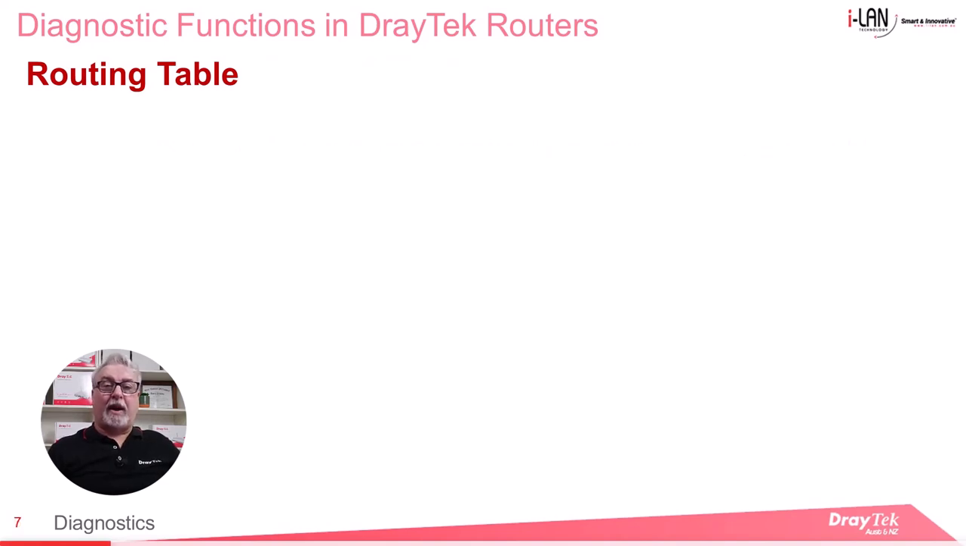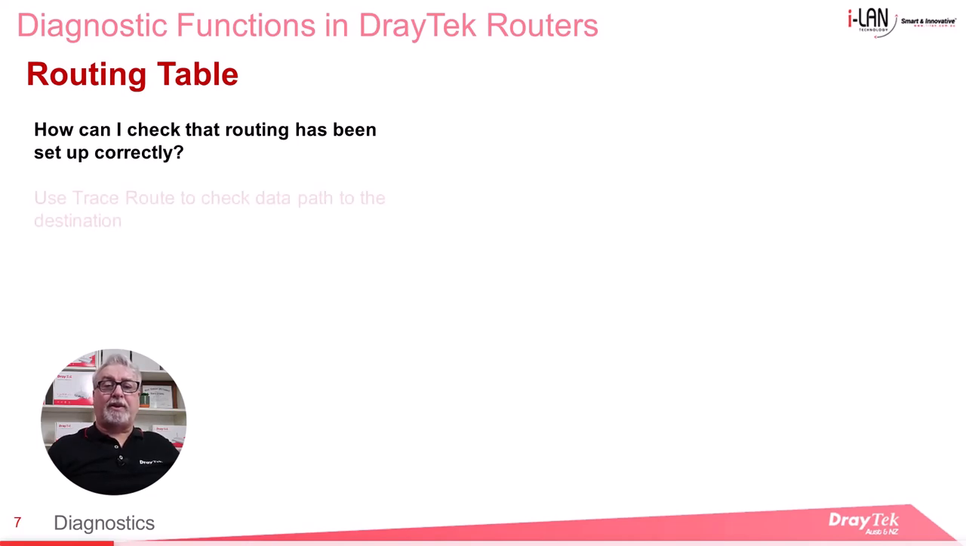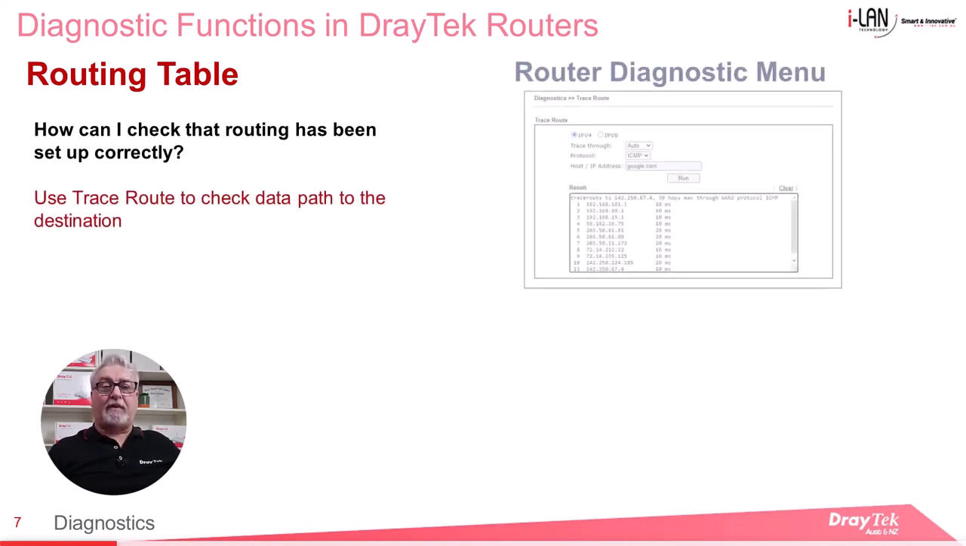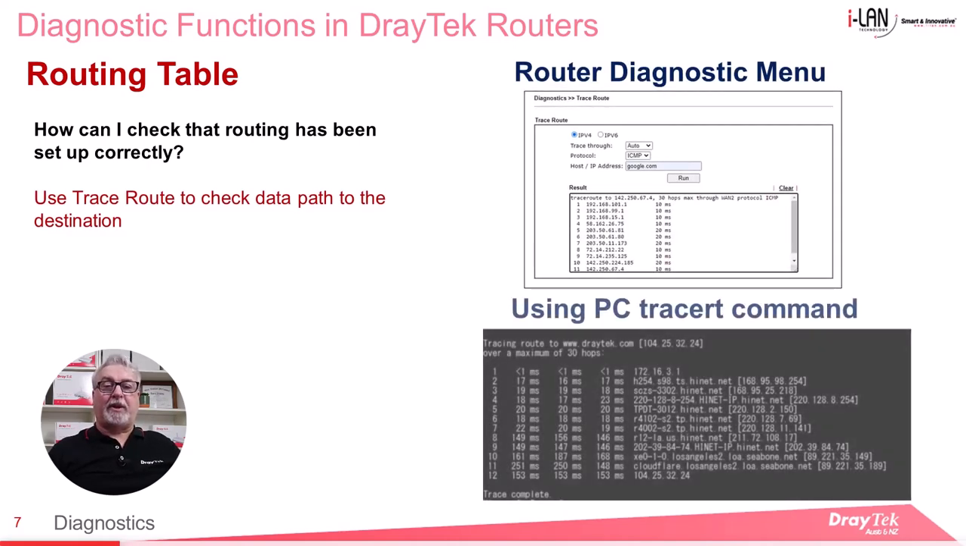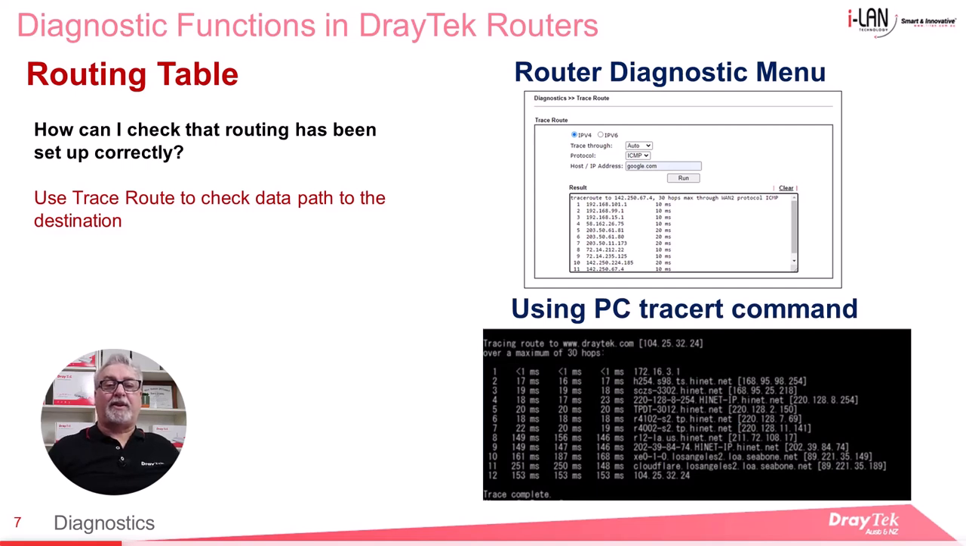Okay, so you may wonder, how can I check that routing has been set up correctly? Well, an easy way is to use traceroute to check the data path to the destination. DrayTek routers have a built-in traceroute function, which we'll check out later, but you can also do it from a PC using a command prompt and the traceroute command. Both should show the same results.